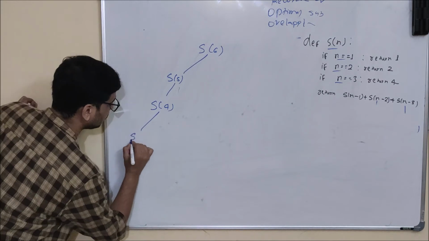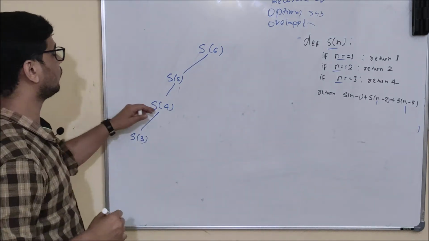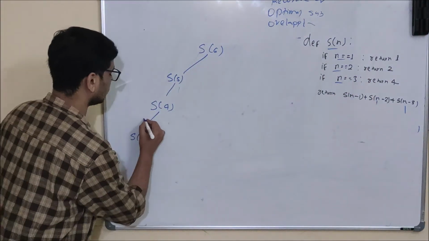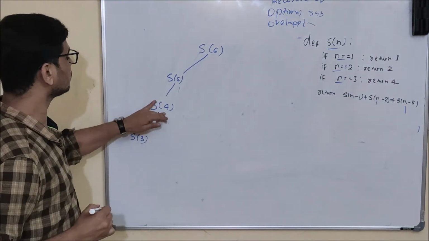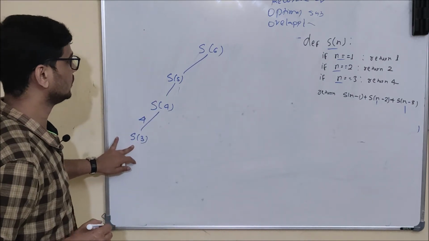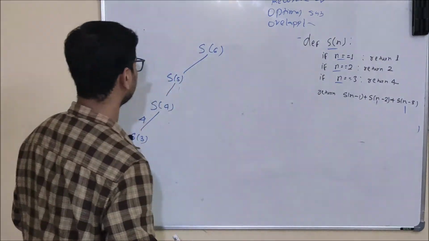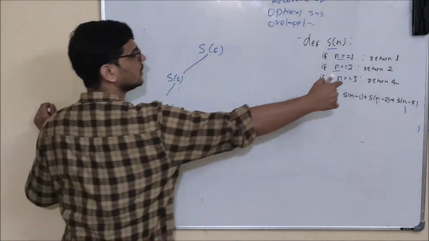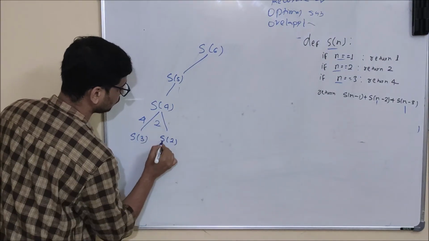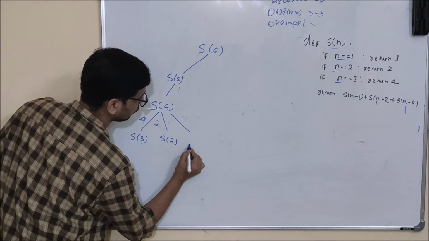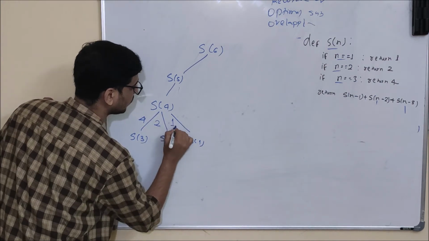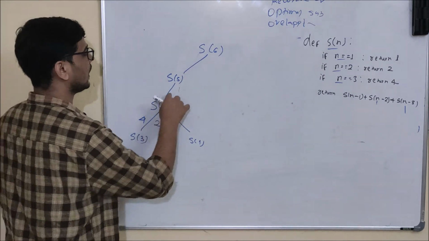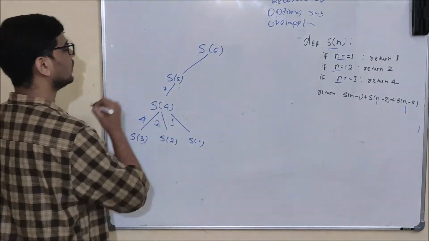Similarly, s of 4 will call s of 3. When s of 4 calls s of 3, this condition will be true and it will return 4 from here. So when s of 4 gets the value of s of 3, it will again call s of n minus 2, that is s of 2. And s of 2 will return 2 from here, and again s of 4 will call s of 1 and it will return 1 from here. So eventually s of 4 will sum it up and return 7 to s of 5.